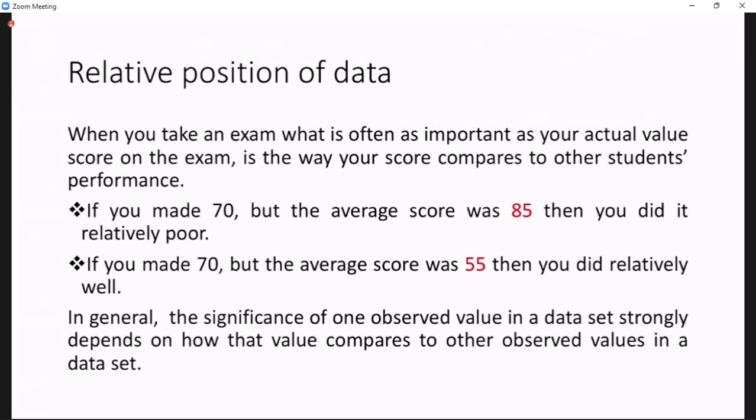Right. Now, suppose you are a student of a statistics class. In that statistics class, there are, let's say, 20 students. Now your score is 70. You have scored 70 out of 100. Now, can we say you are a good student?